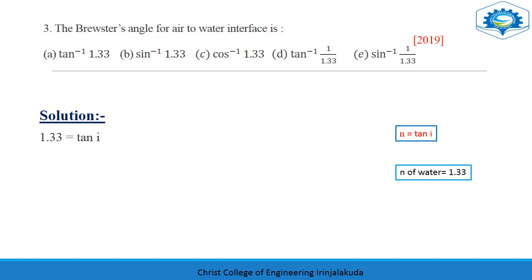n is the refractive index of the denser medium. Here the medium is water. You know, the refractive index of water is 1.33. So we can write 1.33 is equal to tan i. Therefore, i is equal to tan inverse 1.33. So the answer is A.